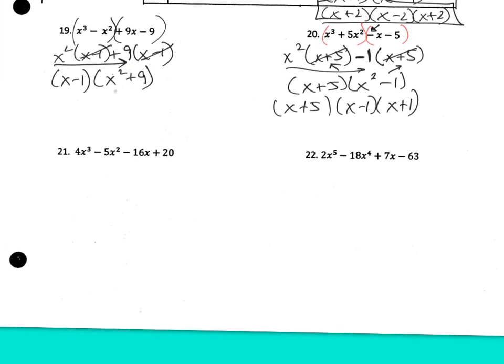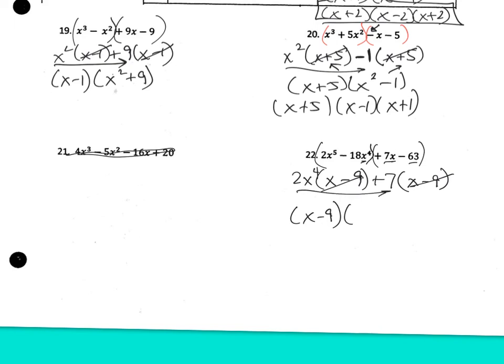I'm going to skip 21. This is the same. Take a look at 22. This one is different from the rest. First two, second two. First two have 2x to the 4th in common, right, because we've got to go with the lowest power. That leaves you with x minus 9. The second two, 7 and 63, they have a positive 7 in common, which leaves you with x minus 9. The x minus 9's match, so you write that once. In order from left to right, 2x to the 4th plus 7.